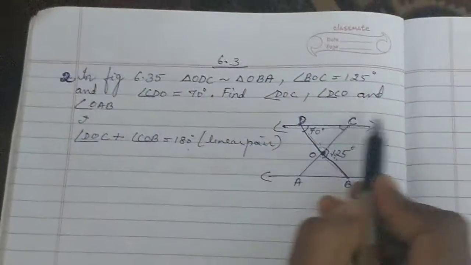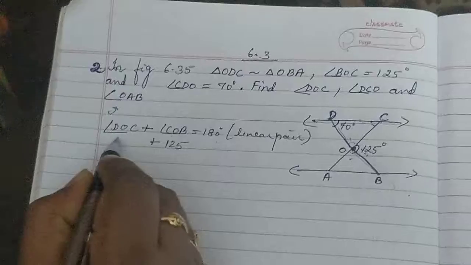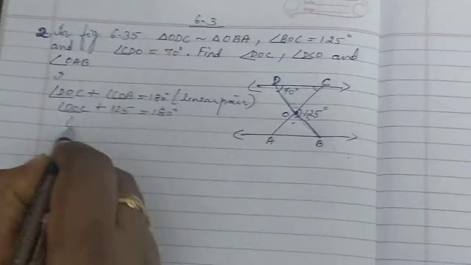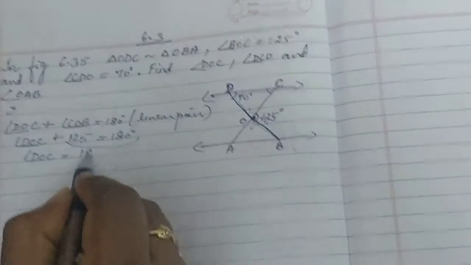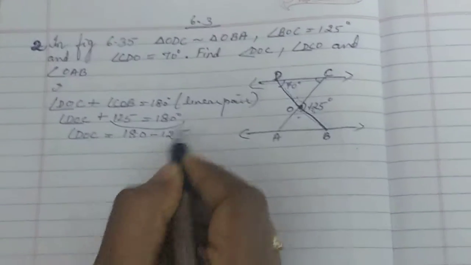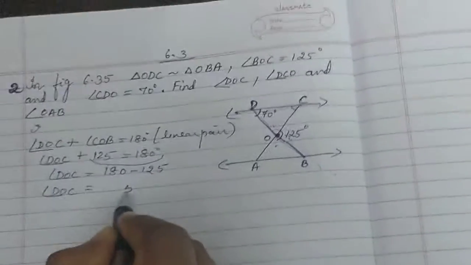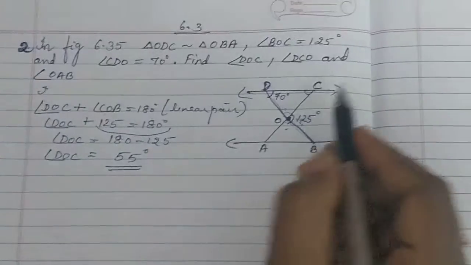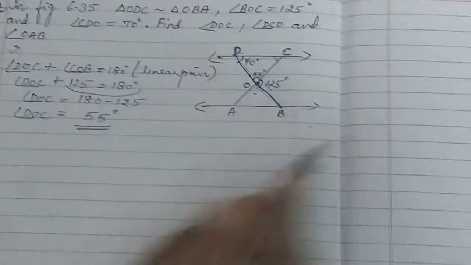So now what is given? COB is given as 125, and we don't know DOC. DOC plus 125 is equal to 180 degrees. So to find DOC you have to transpose 125 to the other side. So plus becomes minus. So you will get the angle DOC as 180 minus 125, which is 55 degrees. So you got DOC as 55 degrees.